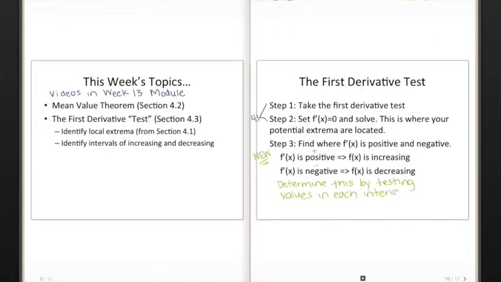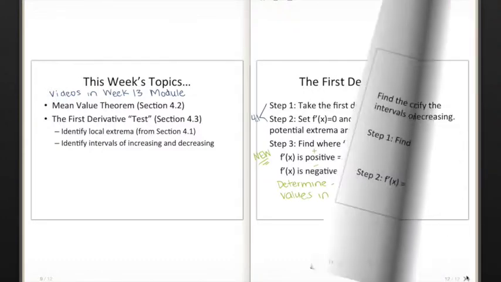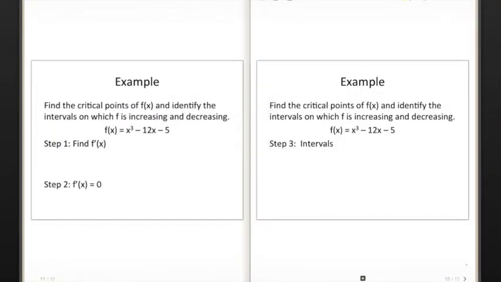In dealing with our functions with curves, it's the same exact thing. So we are going to determine where the function values are positive and negative by testing values. That is, plugging them in. And that is exactly how this process got its name, the first derivative test.